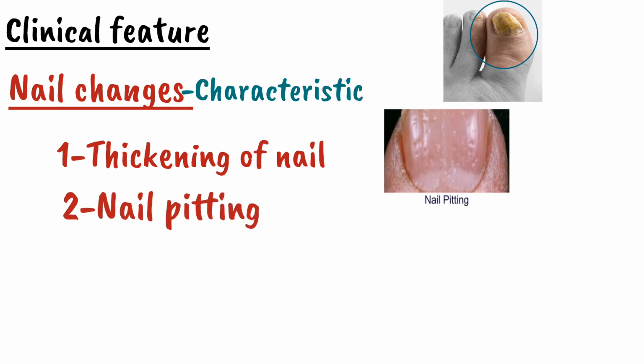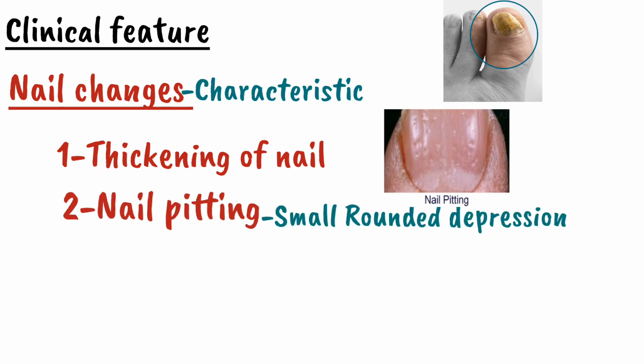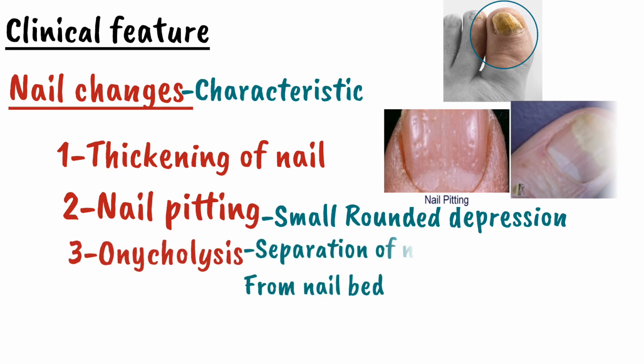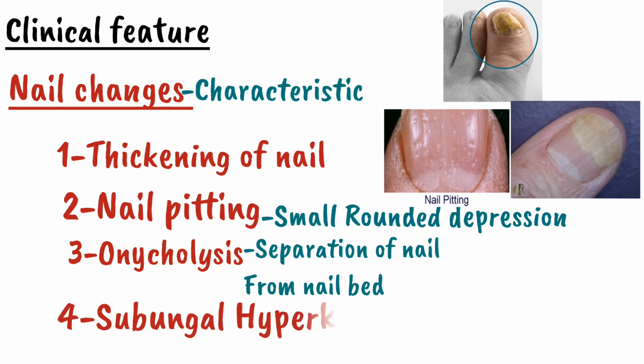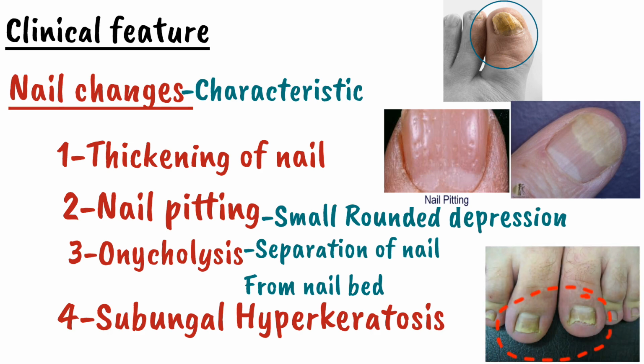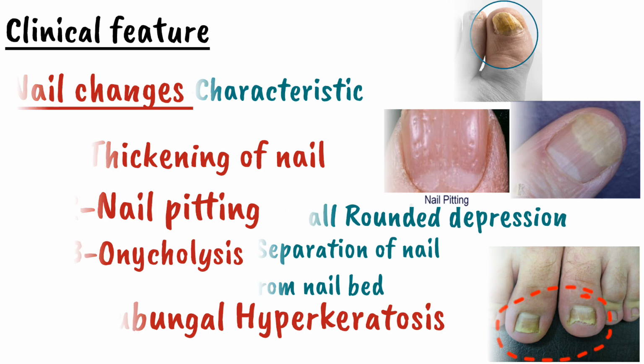Nail pitting means that there will be small rounded depressions and notches on the nail. The third one is onycholysis, which means separation of the nail from its nail bed. The fourth one is subungual hyperkeratosis. In subungual hyperkeratosis, there is deposition of a chalky substance under the nail. Remember that this occurs because when the nail gets separated from its nail bed, an infection develops which leads to subungual hyperkeratosis.